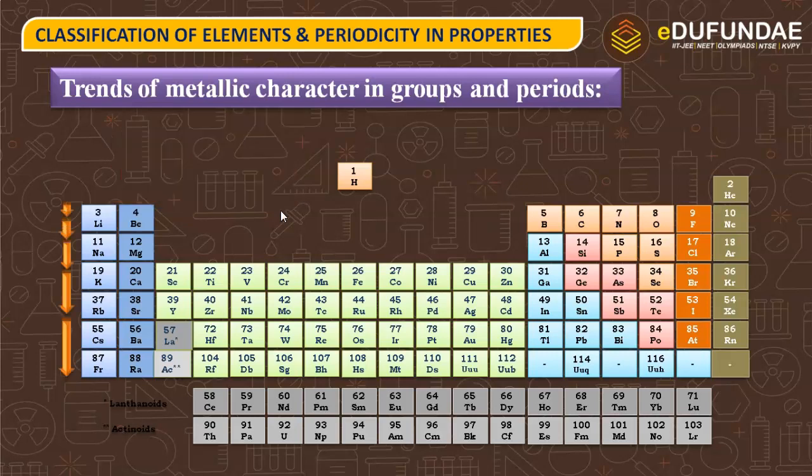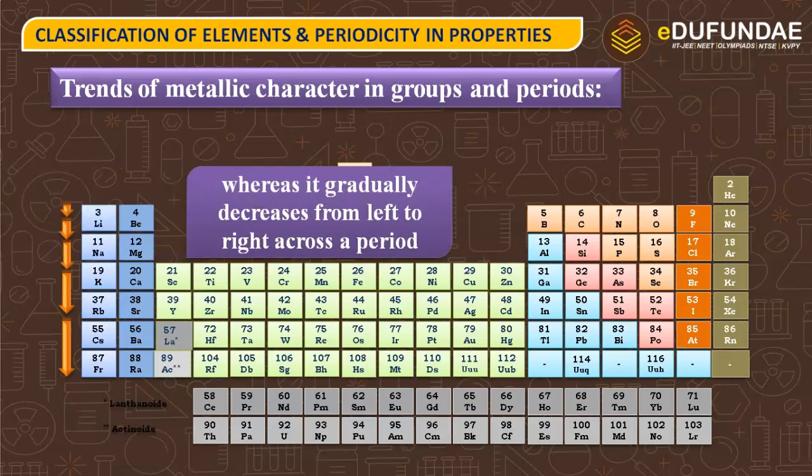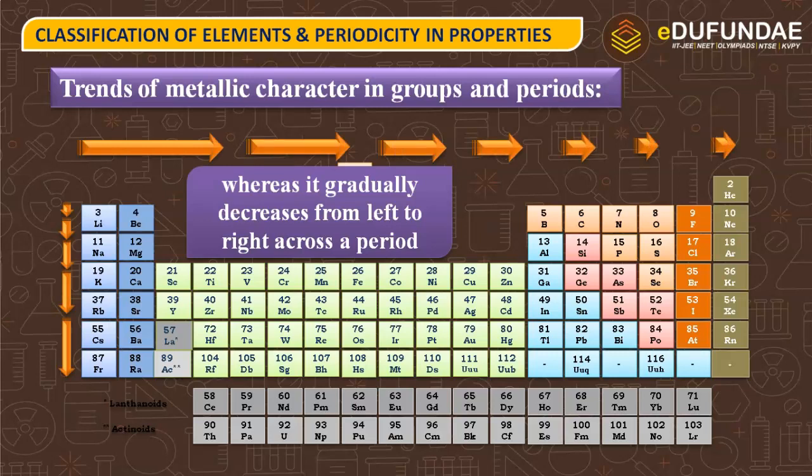So, as we go from lithium to francium, the metallic nature is increasing. Whereas, as we move along the period from left to right, it gradually decreases. Because as we move along the period, after the metals we have non-metals coming, and electronegativity is increasing. So, electropositivity is decreasing as we move along the period. So, we will see the gradual decrease in the metallic character as we move from left to right.